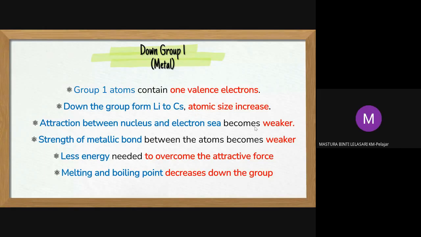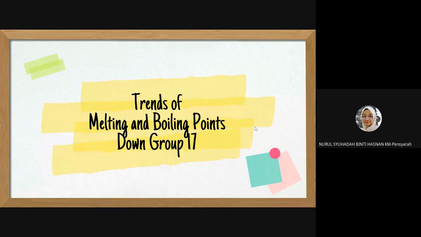Boleh. Okay, next kita pergi pula kepada trends of melting and boiling point down group 17. Okay, so you need to understand our halogens over here, group 17, dia akan wujud sebagai diatomic molecule. Okay, so diatomic molecule maksudnya kita akan ada F2, Cl2, Br2, I2 and so on. Jadi, these molecules yang akan mempengaruhi boiling and melting point dia adalah the van der Waals forces. Okay, so apa yang akan mempengaruhi van der Waals forces dekat sini? Size of molecule.